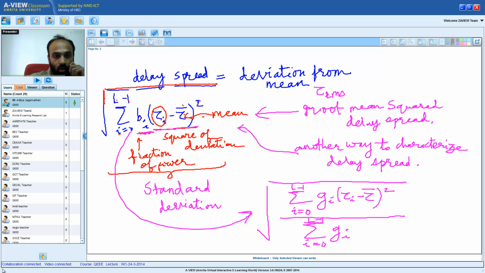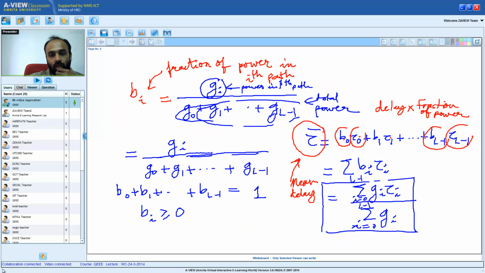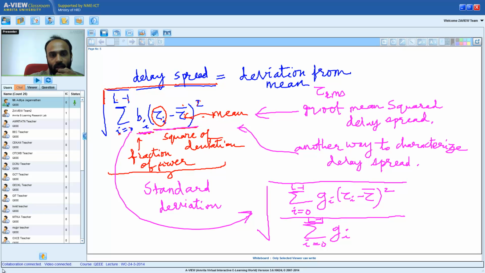Yes, correct. Because you are taking the weight of the several fractional weights of the several components, that will always lie between the maximum and the minimum, right? Because go back here, what is the delay spread? Delay spread is nothing but Bi tau I minus tau bar square, right? The minimum of this will be 0 and the maximum quantity of this will be tau max. So if you are taking a fractional weighting of these different spreads, it has to always lie between 0 and tau max, right?